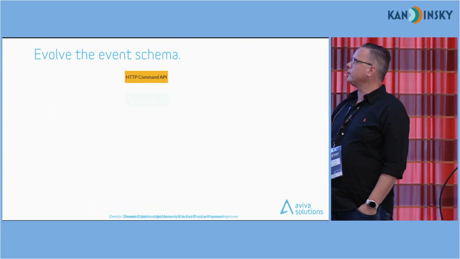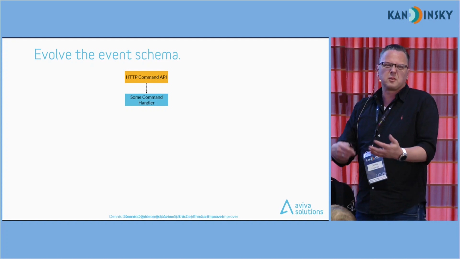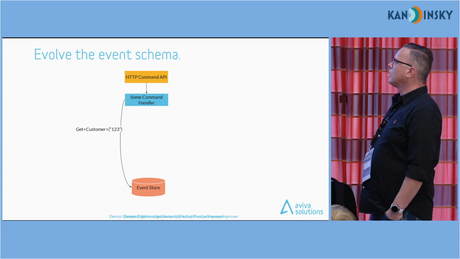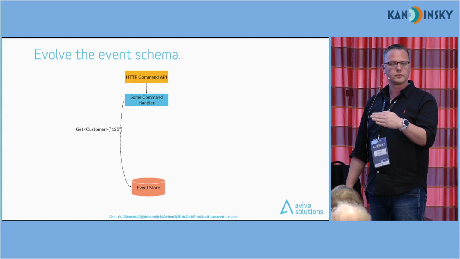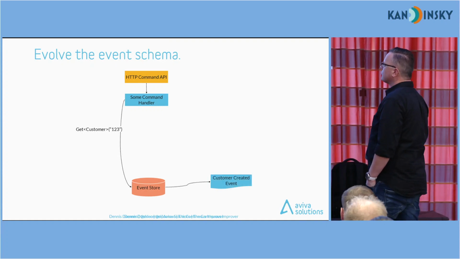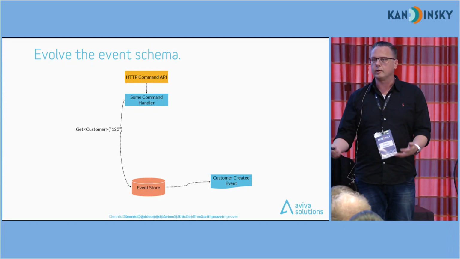Let's say you have an HTTP command API that invokes a command handler. That's kind of a convention that you see in those CQRS-based architectures. It loads a customer from the database, which means it's loading the history of that particular customer from the event store. There's an event, customer created event, and that one didn't really work well. There was a developer that thought, yeah, you can use create.